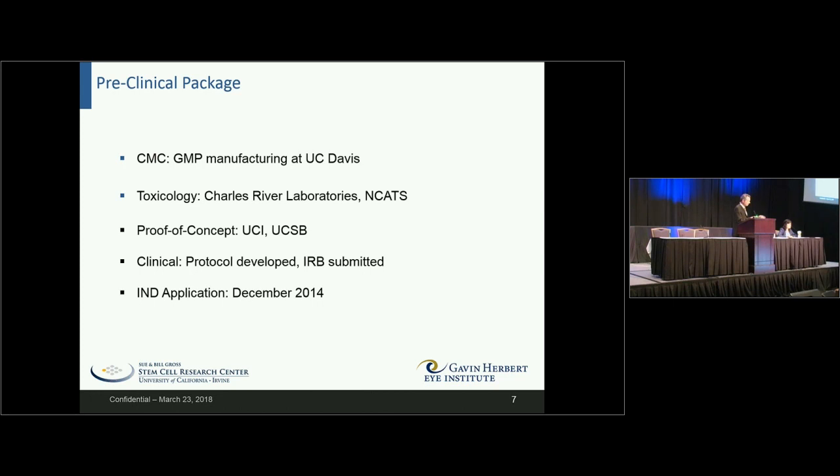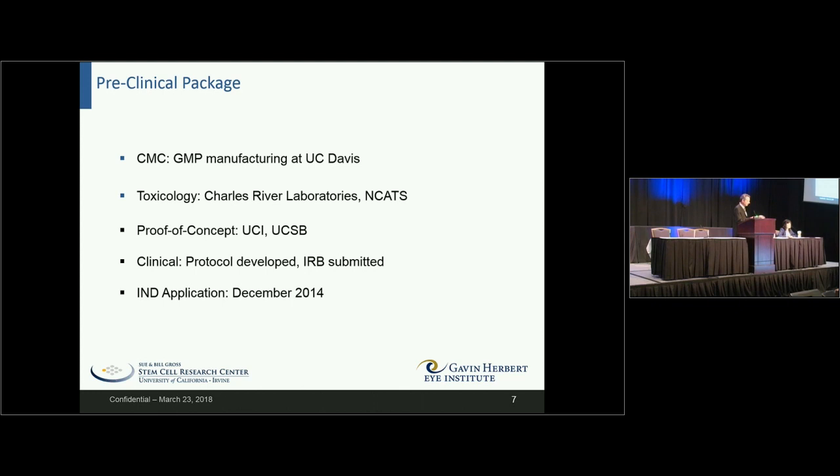This is the preclinical package, as we call it, that we submitted to the IND, just an overview, to the FDA to get the permission to undertake clinical trials. They're very interested in your CMC. That talks about your cell manufacturing and controls. And our cells were manufactured at UC Davis, so a shout out to them. There's, of course, very thorough toxicology studies that have to take place. We did a lot of that work at Charles River, and we partnered with NCATS for the large animal work in pigs.